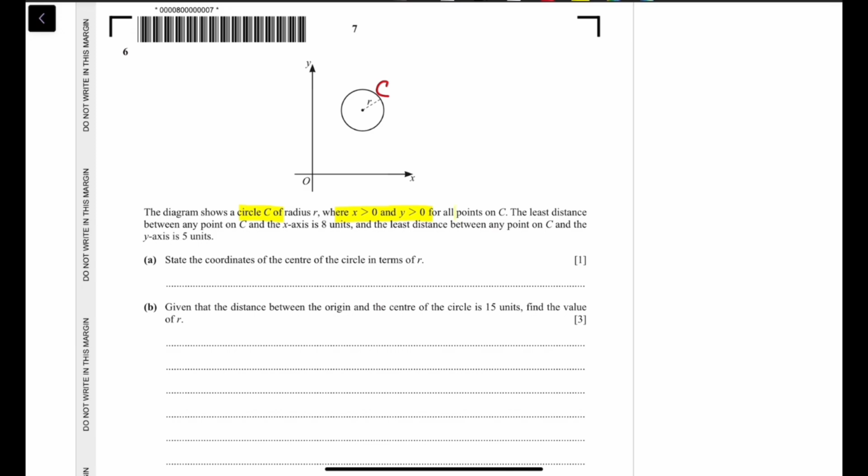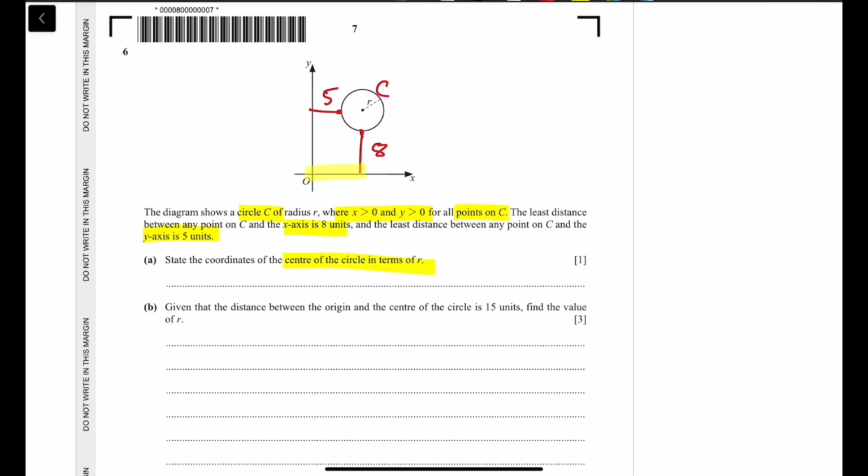is greater than 0 for all points on C. So basically C lies in the first quadrant. The least distance between any point on C and the x-axis is 8 units. So I think the closest C can be to the x-axis is this point, that is 8 units. And the least distance between any point on C and the y-axis is 5 units. So this point approximately is 5 units. State the coordinates of the center of the circle in terms of r.